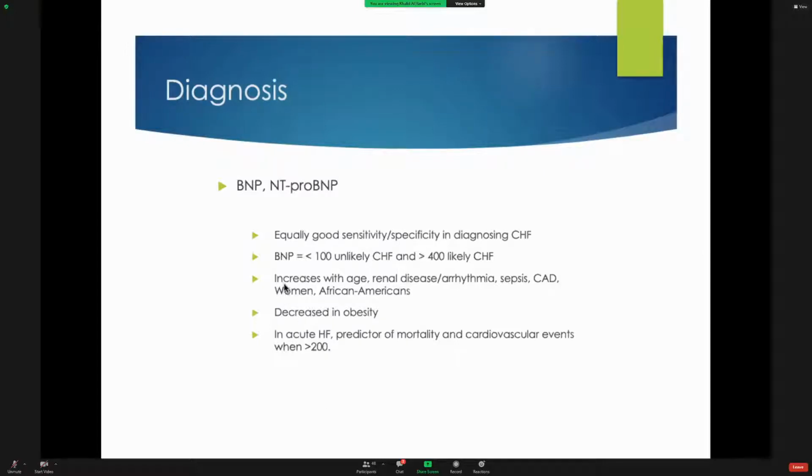But just bear in mind, the BNP might give you a false positive, especially with age, renal disease, sepsis, coronary artery disease, women, and African-American patients. It might also give you a false negative in obese patients. In acute heart failure, it is a predictor of mortality and cardiovascular events when the level is more than 200.